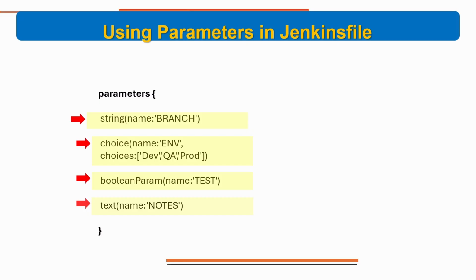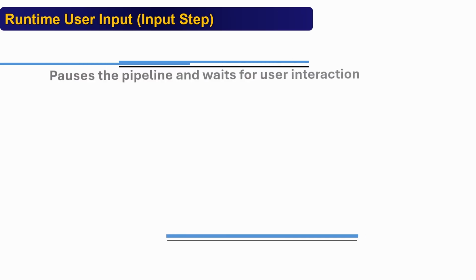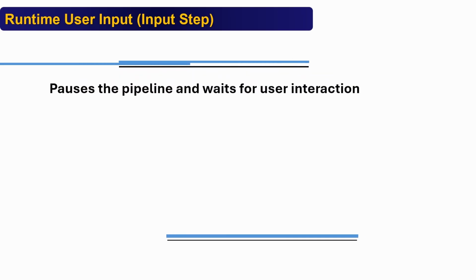Build parameters are entered before the pipeline starts. The input step is different. It allows Jenkins to pause the pipeline while it is running and wait for user interaction. So far, we have seen build parameters where Jenkins asks the user for information before the pipeline begins. The input step is different. Instead of asking before execution, Jenkins pauses the pipeline while it is running and waits for the user to respond.